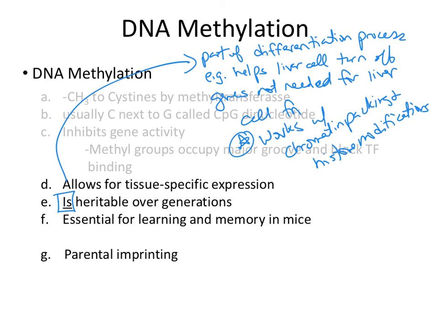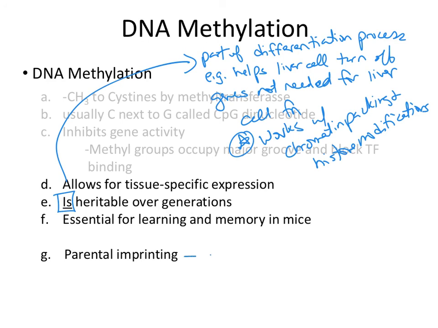We also know that methylation can be essential for learning and memory in mice, and there are more studies. What they did in these mice is they inhibited methyltransferases, so they didn't allow methyltransferases to work, and that inhibited the mice from forming new memories. So it's not just differentiation that methylation helps with. It's also been shown to be important for learning and memory in mice, and there are other studies supporting that as well. And now we're going to move and preview parental imprinting.